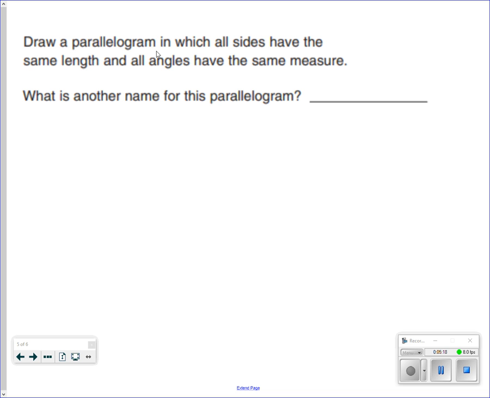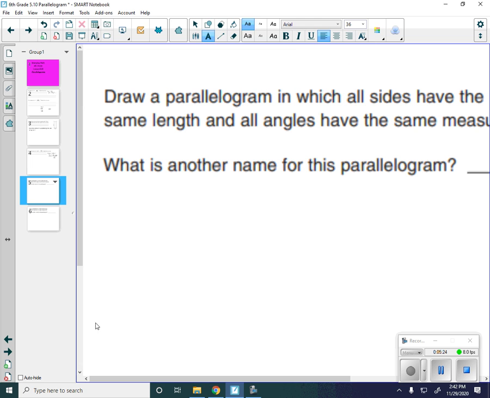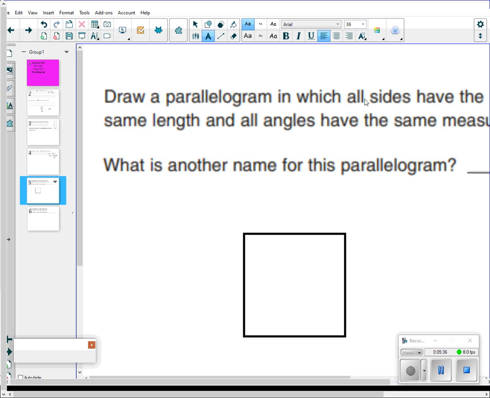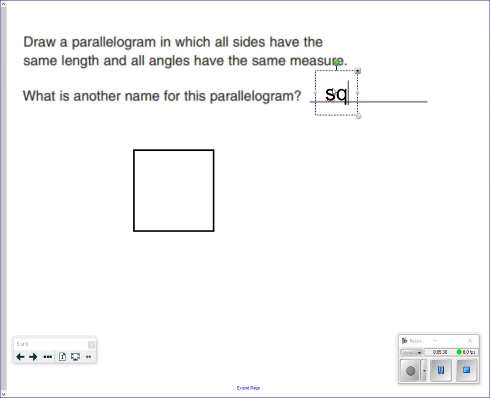Draw a parallelogram in which all the sides have the same length and all the angles have the same measure. What is another name for this parallelogram? Well, that's easy. That would be called a square. Does that follow the rules of that? These are parallel sides. They all have the same length and they all have the same angles, so it'd be called a square.